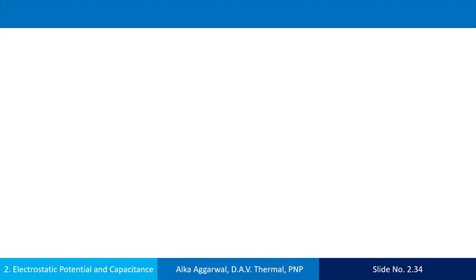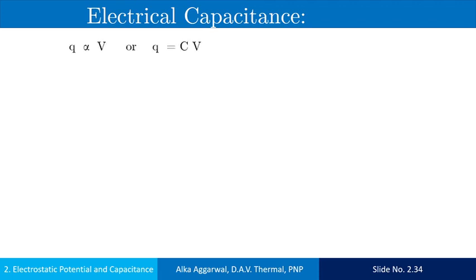Hello. Today we start with electrical capacitance. Electrical capacitance is the measure of the ability of a conductor to store charge on it. Charge supplied to a conductor is directly proportional to its potential. That is, Q upon V is equal to constant.